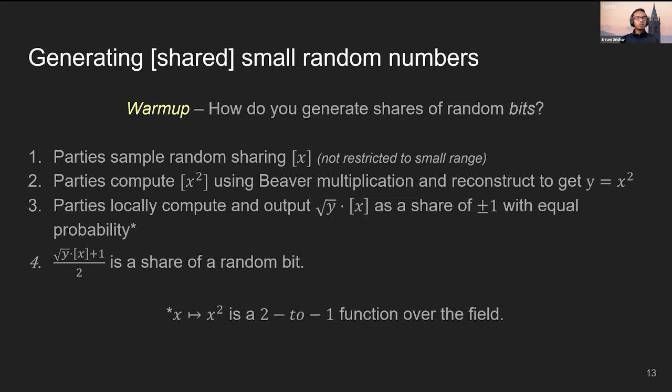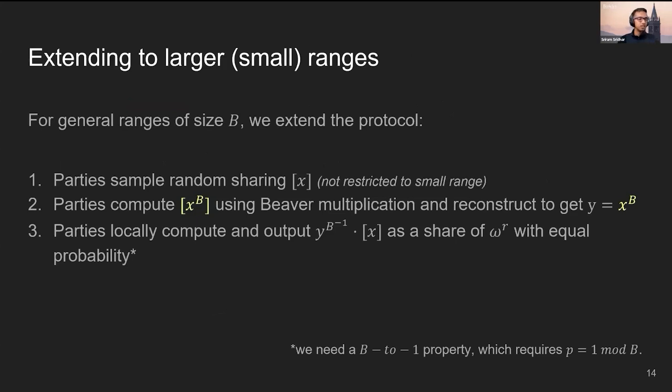The core idea of why this protocol works is the property that the map x to x squared is a 2 to 1 function over the field. This property holds for all fields such that the prime is 1 modulo 2, which holds for all odd primes, which is fine. And how do you extend this to general ranges?